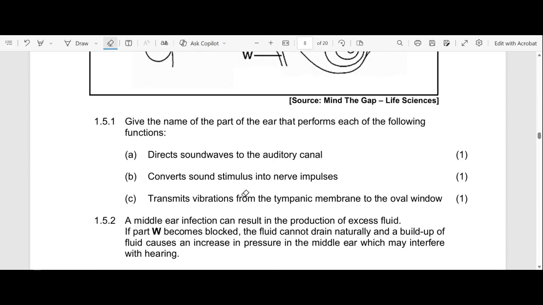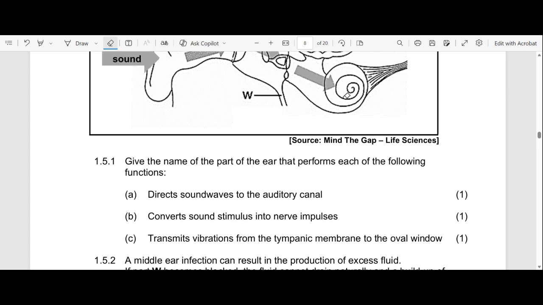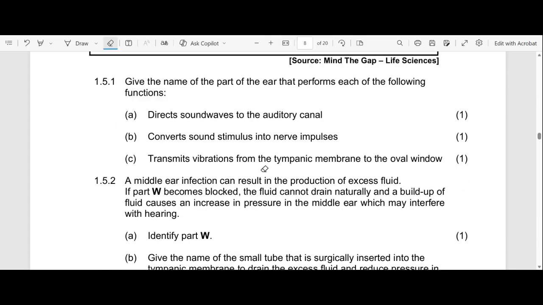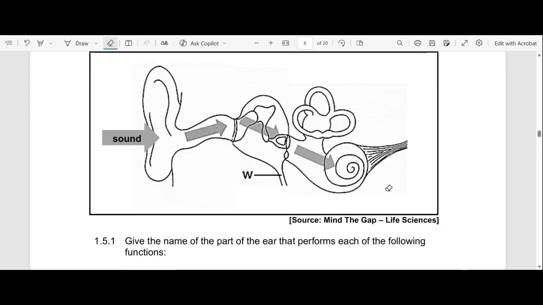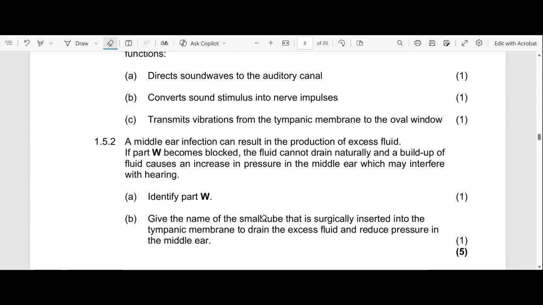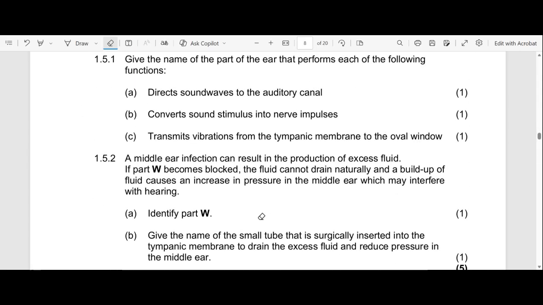B. Converts sound stimulus into a nerve impulse. So our answer becomes what? The cochlea, or the organ of Corti. That makes sense. Now let's go to C. Transmits vibrations from the tympanic membrane to the oval window. So our answer is the ossicles, which are our hammer, anvil and stirrup.